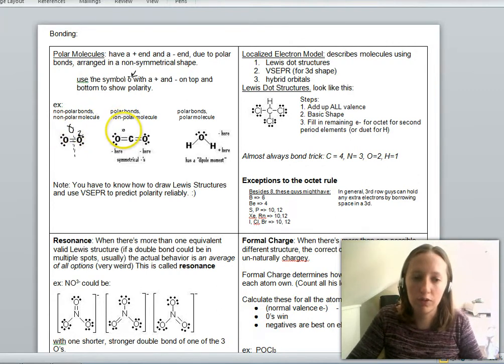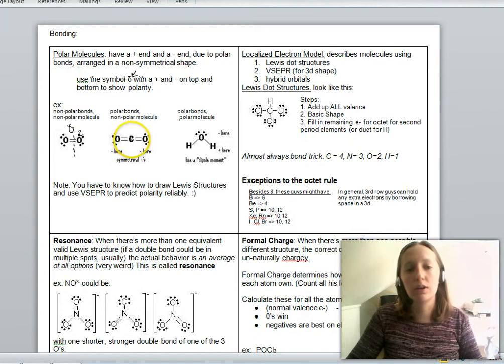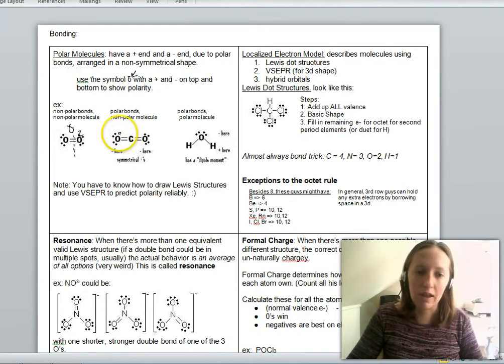In contrast, you've got polar bonds here in carbon dioxide, as I mentioned before, because the oxygen has a stronger electronegativity than the carbon. So the oxygen is pulling the electrons over to the left. So it's slightly negative on this oxygen, and slightly positive on the carbon, and slightly negative on the oxygen. And again, my computer is eating my marks. I don't know why.